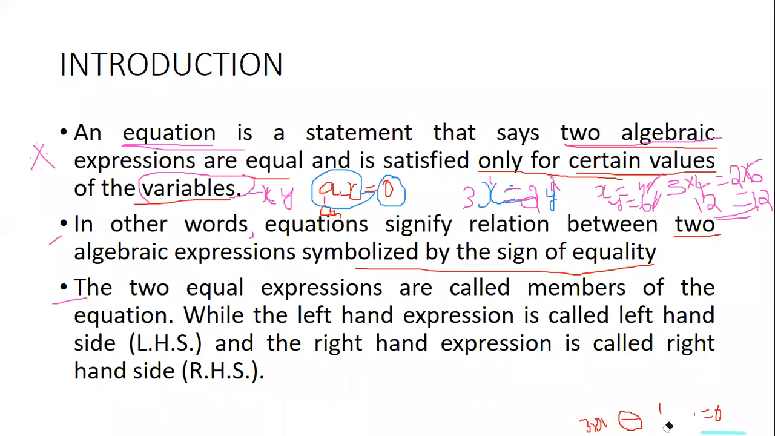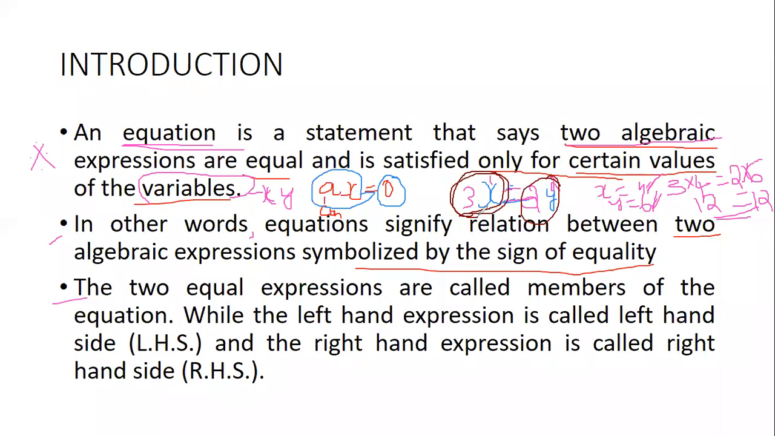Okay. So let us understand the next point now. That was the meaning of equation. The two equal expressions are called members of the equation. 3x is one member of an equation, and 2y is another member of an equation. Like how we have elements in a set, or like how we say this is a variable, this is a constant, this together is called a member of an equation.